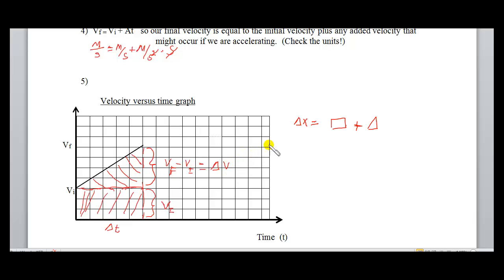Now what I would like you to do over here in this space, I want you to write down the total displacement, which is simply the area of my rectangle added to the area of my triangle. So use these variables and the equation for the area of a rectangle and that of a triangle, and fill in the space in here.